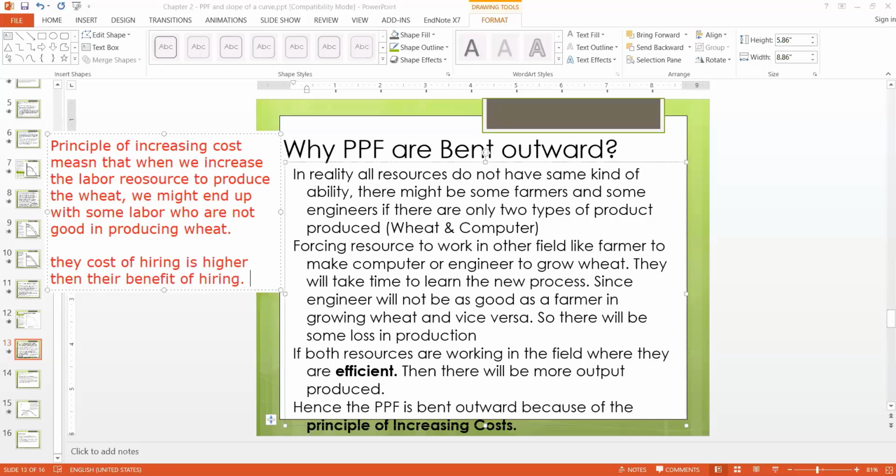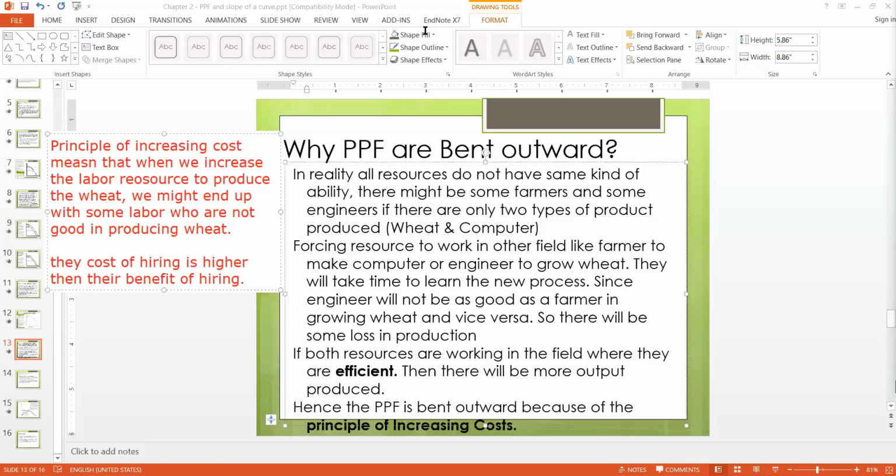The benefit of hiring is how much wheat they will produce, and the cost of hiring is the salary that they are getting. So it is better to have the engineer making computers rather than making wheat. So it will be cheaper. So it is the principle of increasing cost. This is the concept that is used to explain the bendingness of the curve.